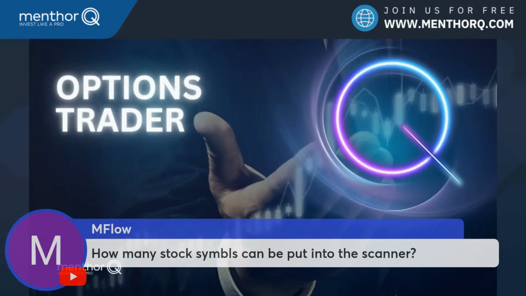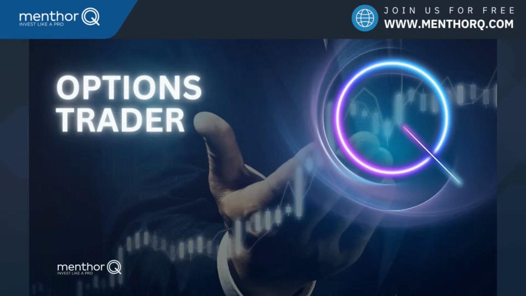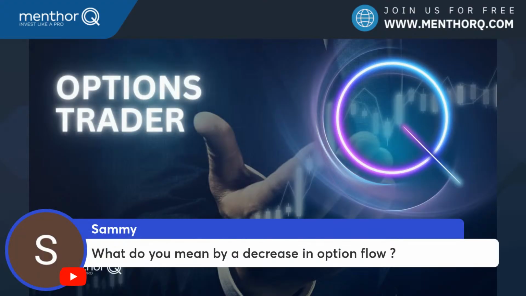Okay, how many stocks and symbols can be put in the scanner? On TrendSpider, you can actually scan for the full coverage, which is about 1,300 stocks. Right, and there's a question: what do you mean by decrease in option flow? I mean really the flow going from positive positioning to negative positioning. So if you start seeing an increase in negative positioning, then that could be a warning sign.